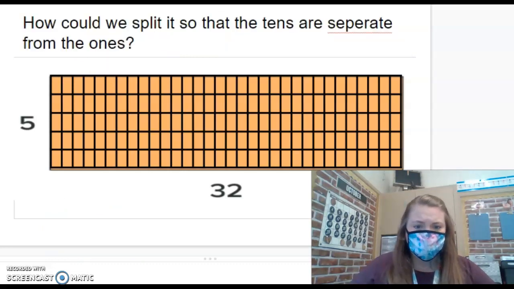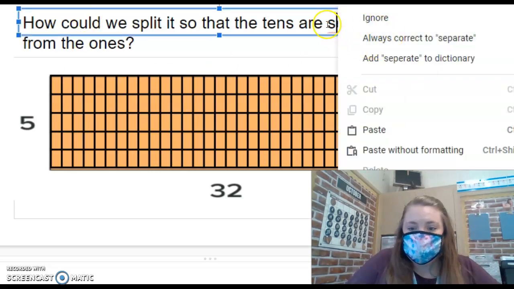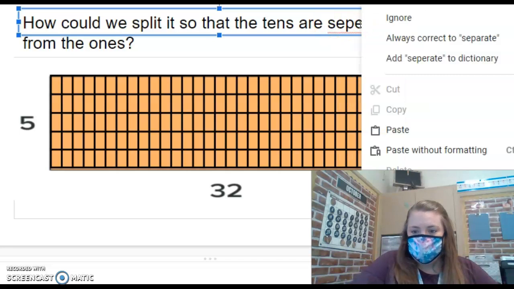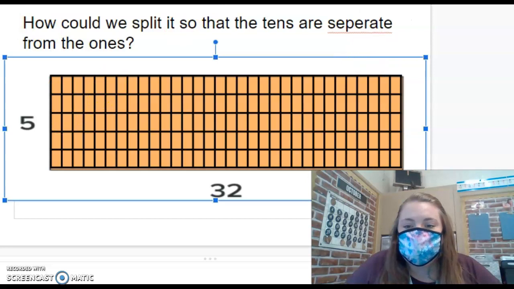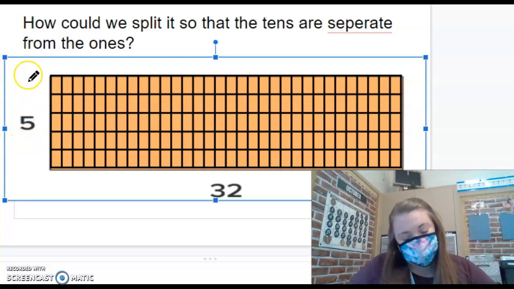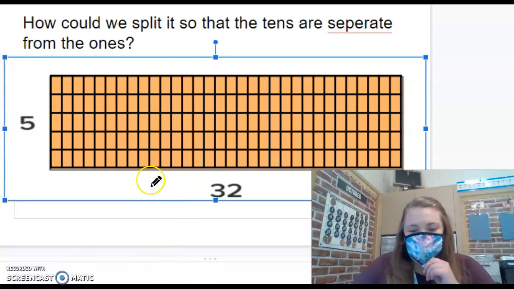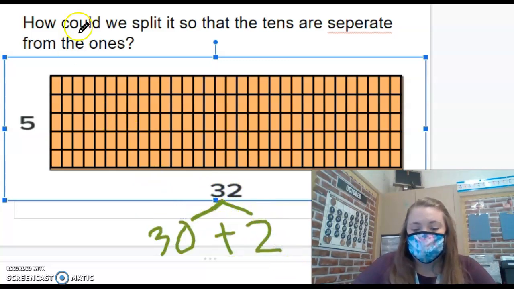So, how could we split this so that the tens are separate from the ones? So we're going to split it by place value. So we would separate it. The 5 is already the ones place. There's no tens place, so we're just going to keep it like that. But 32 we could break into 30 plus 2. So we're going to break this off into 30. And I'm going to split this 2 right here.